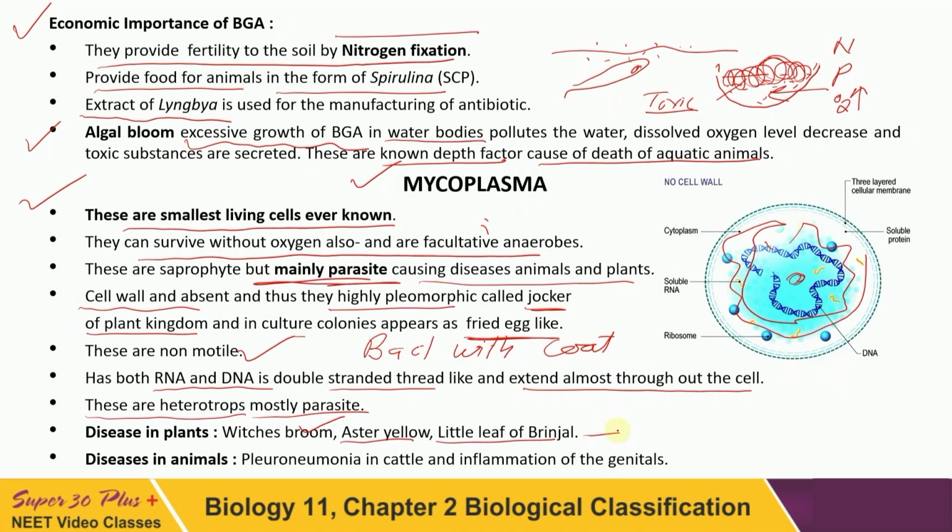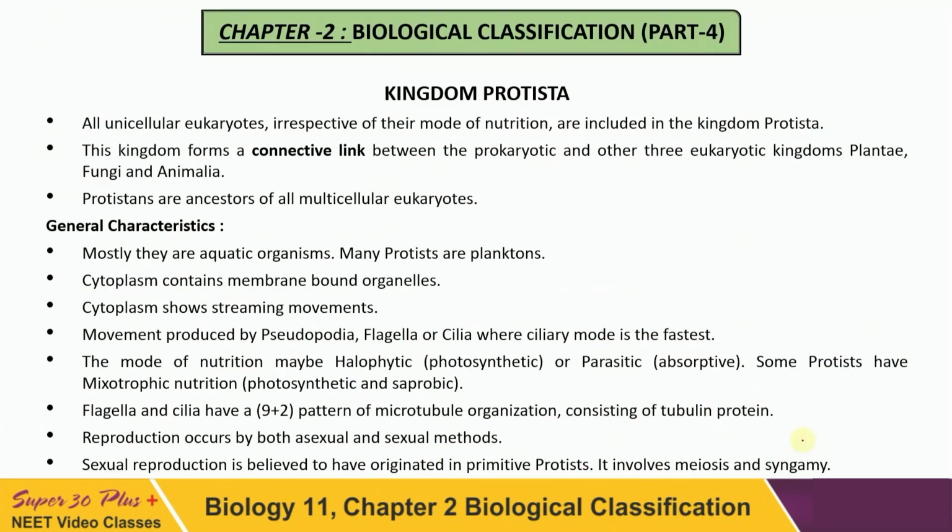Diseases in animals: pleuropneumonia in cattle, which is why it is known as mycoplasma. Mycoplasma, popularly known as PPLO, pleuropneumonia-like organism, was discovered by Nocard and Roux from pleural fluid, and it causes pneumonia in cattle and inflammation of the genital organs. Disease in human beings: infertility in men, and it causes a typical type of pneumonia. So this is about mycoplasma.